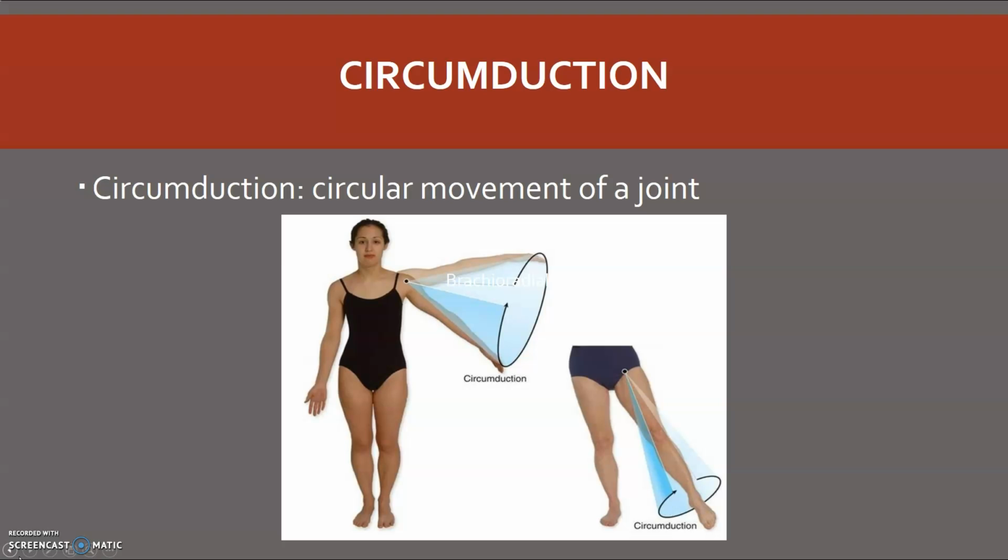Now, circumduction is a combination of different movements, but essentially the joint is moving in a circular type motion. You can do the motion of circumduction at your shoulder, so you can rotate that shoulder in a circular type pattern. And circumduction is also possible at your hip. You can see that in these pictures on the slide.